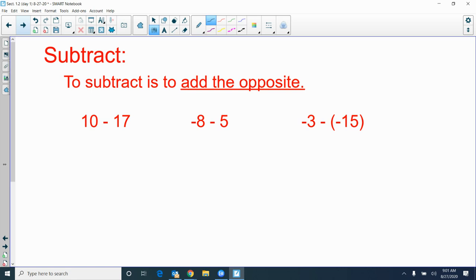Subtracting is adding the opposite. So here's what I'm going to suggest. Some of you might be able to look at this and get the answer, and if you know it, that's one thing, but I'm going to give you a little bit of strategy. We're going to go back to what we just did. So here's what you do.